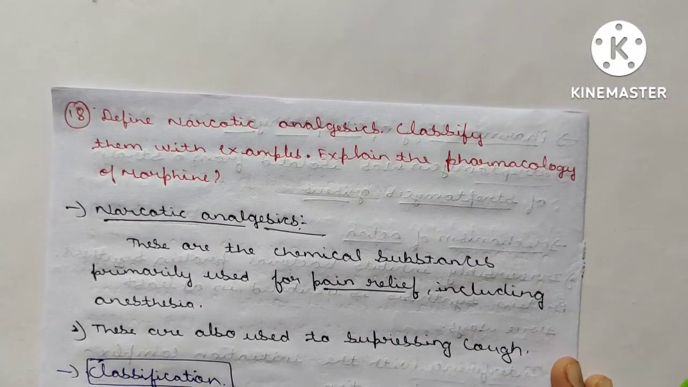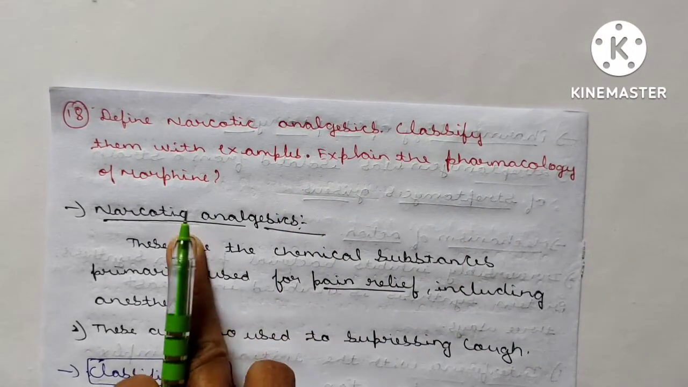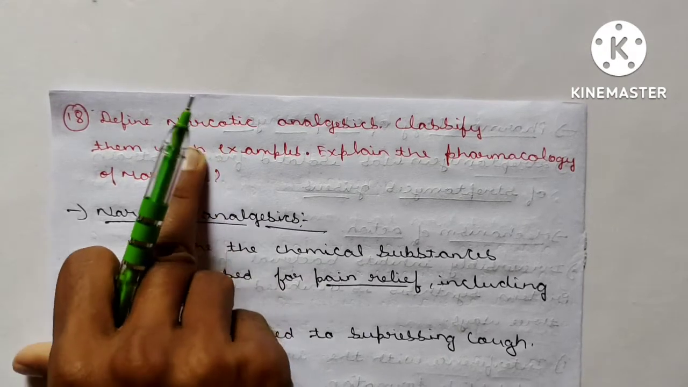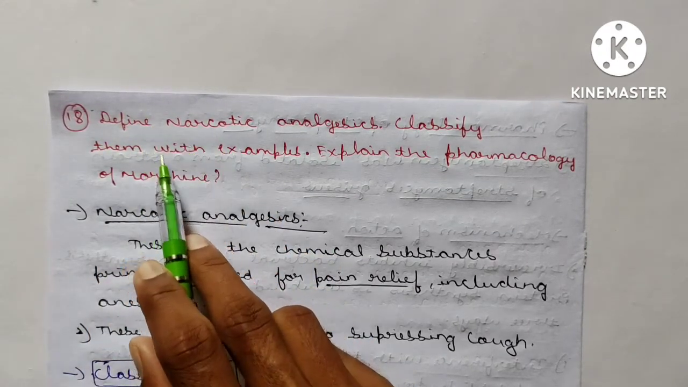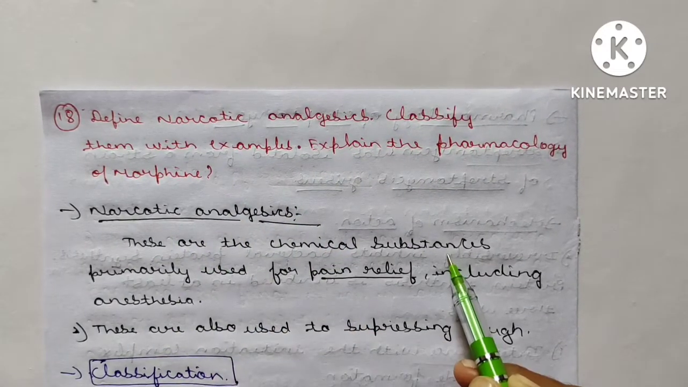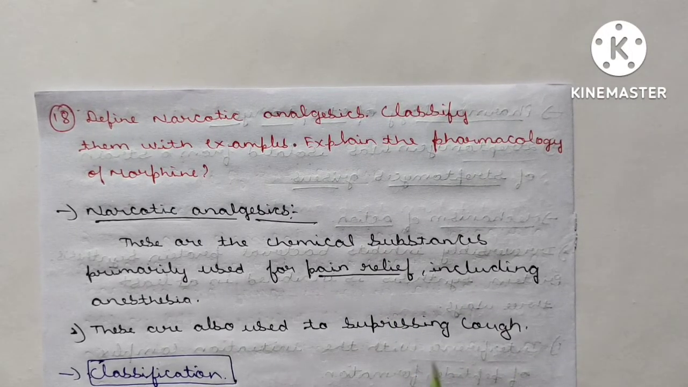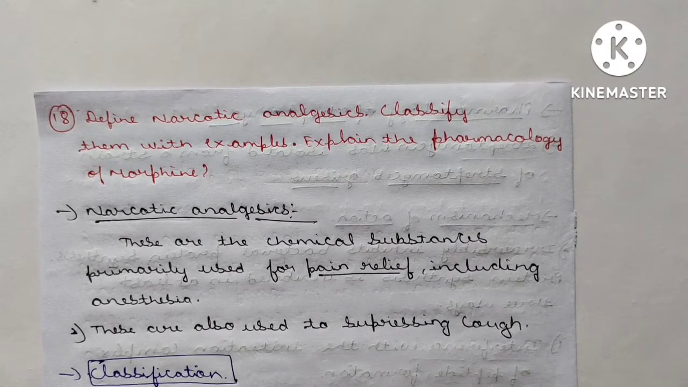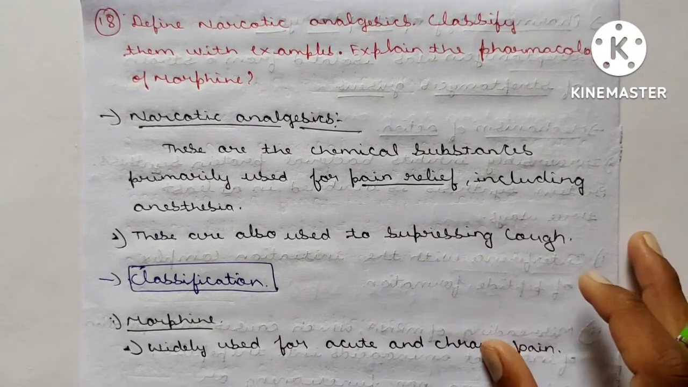Then define narcotic analgesic, classify them with example, explain the pharmacology of morphine. See, sometimes they will give opioid instead of narcotic. What is opioid analgesic? The same you have to write: narcotic analgesic. These are chemical substances primarily used for pain relief, including anesthesia. They are also used for suppressing cough. Sometimes to suppress the cough we give this, like codeine phosphate.